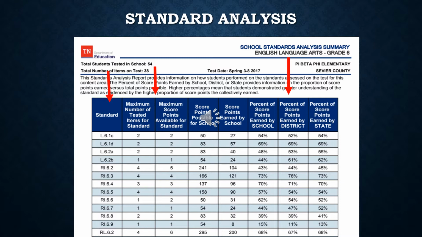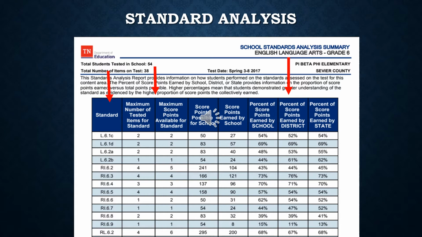The next two columns show us the number of test questions and how many points the question or group of questions is worth. This is useful for developing power standards in your PLC. For instance, in this group of standards, the most points come from which two standards? Right, RI.6.2 and RL.6.2. These would be power standards.